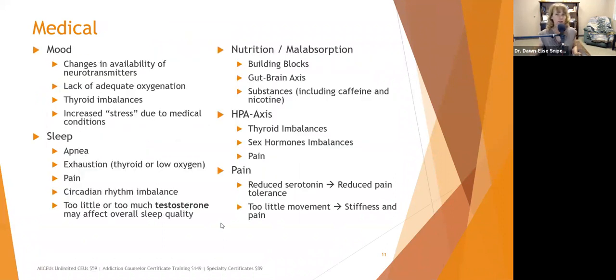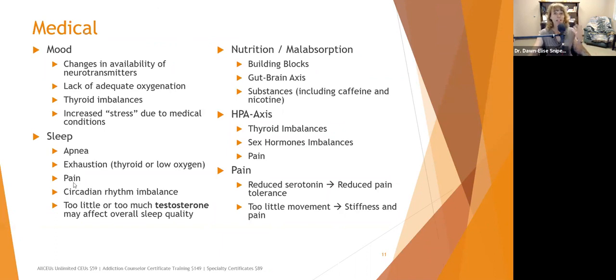So, medical problems. How does it affect mood? Well, medical problems can change the availability of neurotransmitters. Medical problems can affect mood because of a lack of adequate oxygenation from heart problems. It can affect mood because medical problems can cause thyroid imbalances. And people may just have increased stress due to their medical conditions. They may be frustrated that their diabetes is more difficult to control. They may be struggling with accepting that they've got rheumatoid arthritis or something, and they have to deal with the distressful emotions surrounding their medical diagnosis.